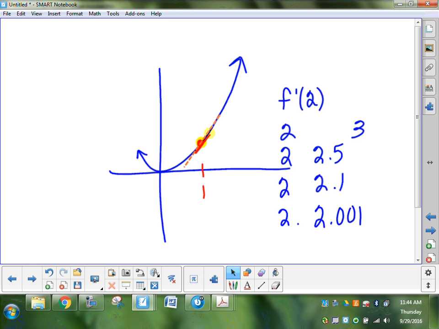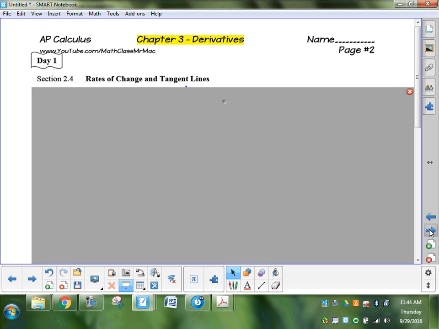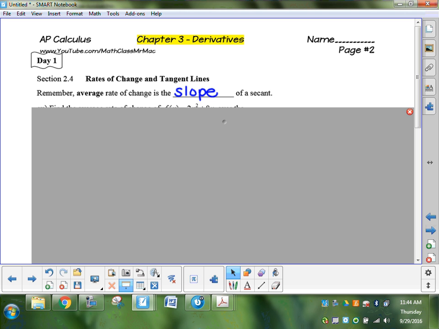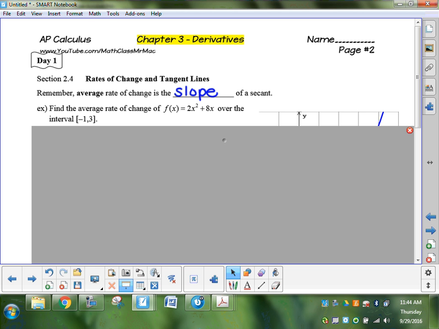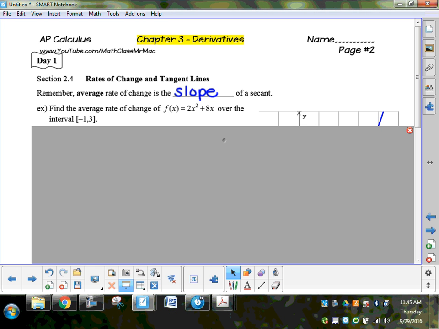Now, for our purposes, what we need to make sure that you all know is this. To begin with, the average rate of change is the slope of the secant. So the average rate of change is the slope of the secant. Find the average rate of change of that function over that interval. So in order to find the average rate of change of that function over that interval, what we'll do is this.